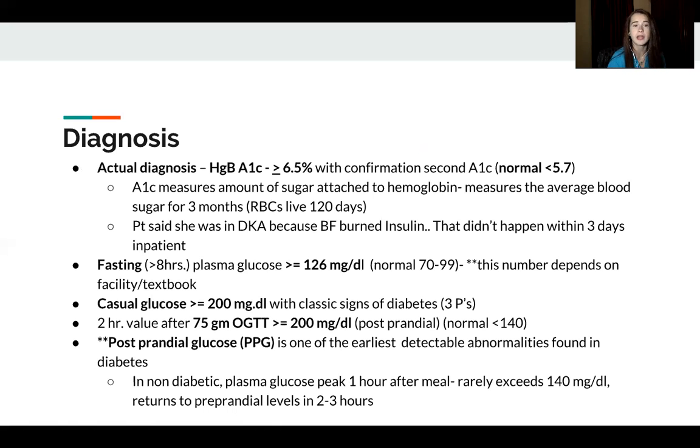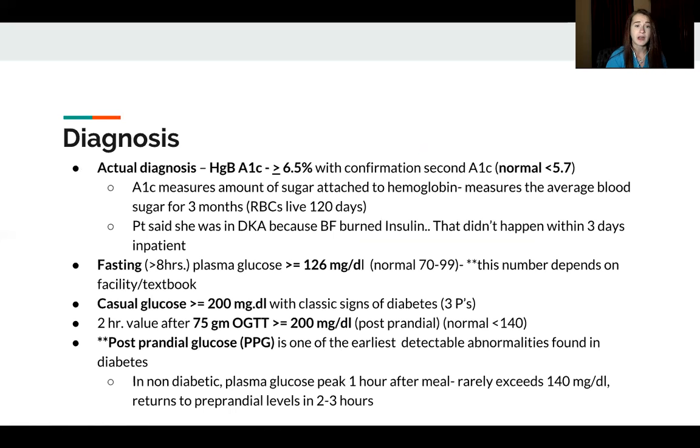This is normally over 8 hours, and a normal is 70 to 99. But this number can also depend on your facility or your textbook, but that is just a rough range. Diabetics often have a fasting sugar of over 126. There's also a casual glucose, so this does not involve fasting, over 200, with classic signs of diabetes, which are the 3 Ps, and we'll discuss those within the next slide.